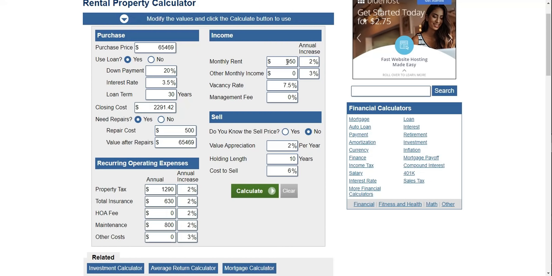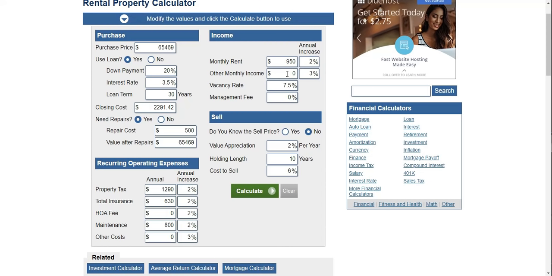Now Zillow listed the estimated rental income from this property as being $950 per month. So that's for the total of both units, and so we're going to plug that in as the monthly rent. And we're also going to be escalating the rent by 2% per year. There is no other income associated with this property.